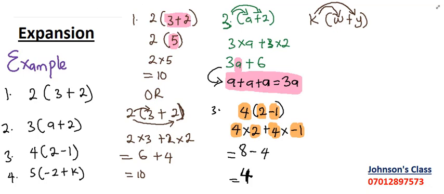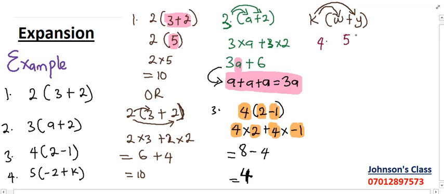Okay, let's go for the fourth one. So the fourth one is saying 5 into negative 2 and positive k. So remember, we are meant to distribute what we have outside the bracket inside. Okay, so we have 5 multiplied by negative 2 plus 5 multiplied by positive k.